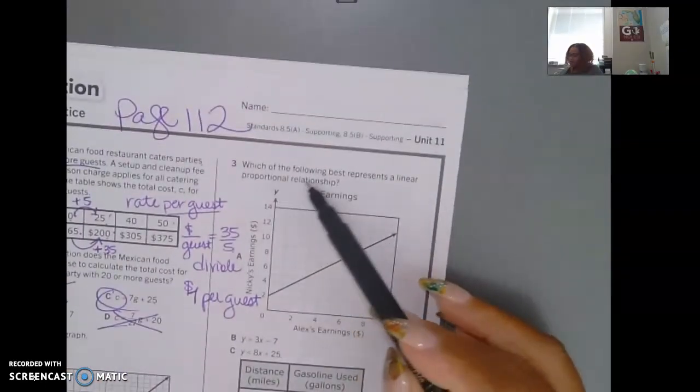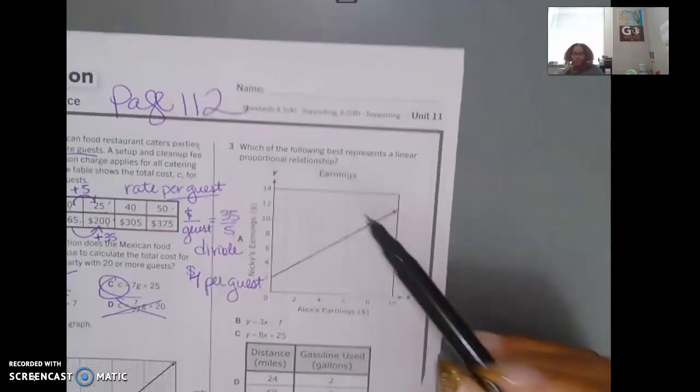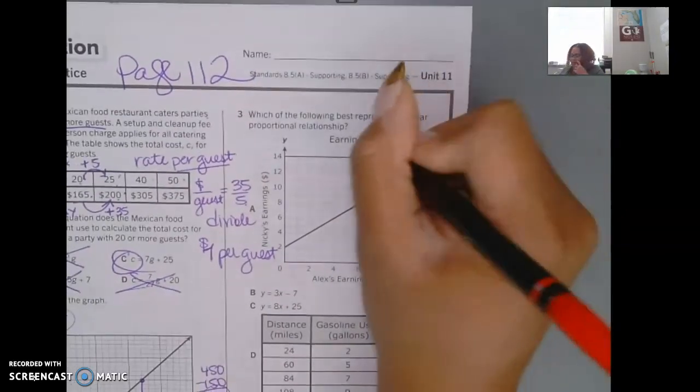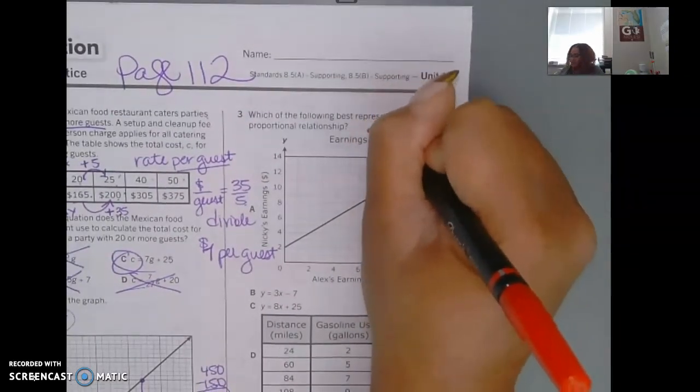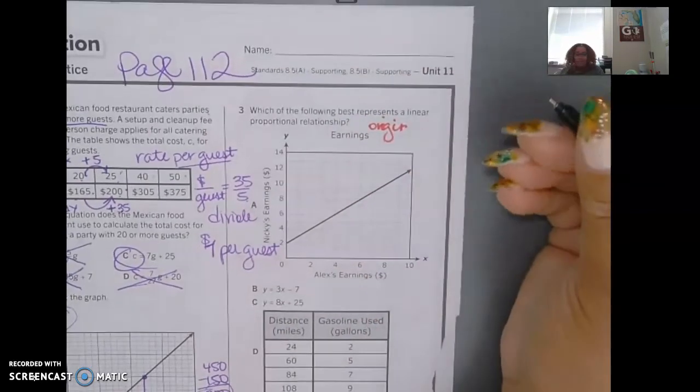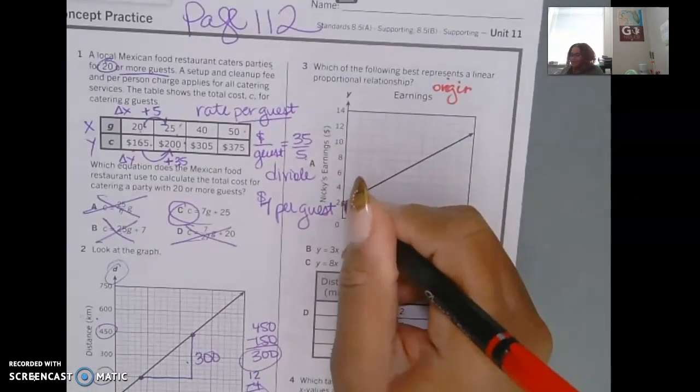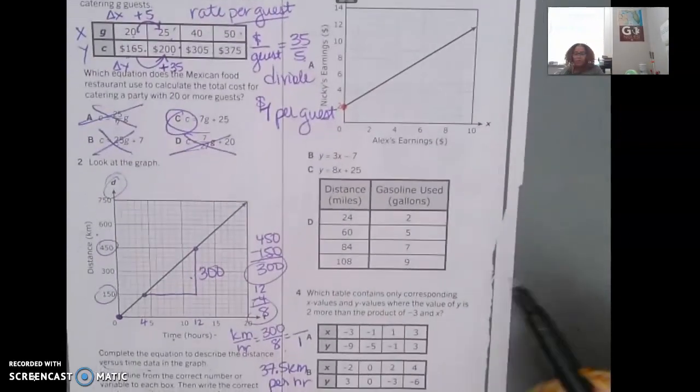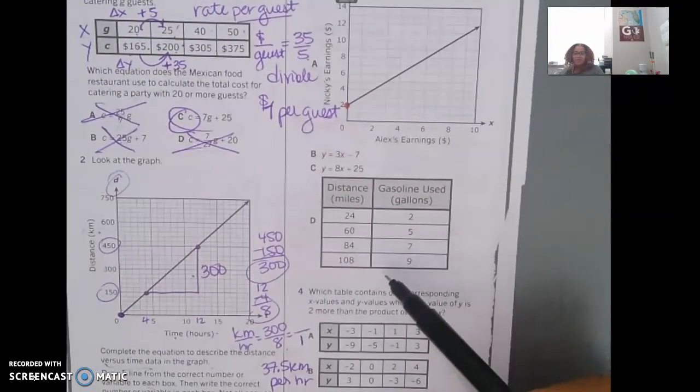Over here it says, which of the following best represents a linear proportional relationship? Remember our rules for proportional. Let's go through the origin. That's 0, 0. Does this go through the origin? No. Does this have a 0, 0 relationship? We don't know.